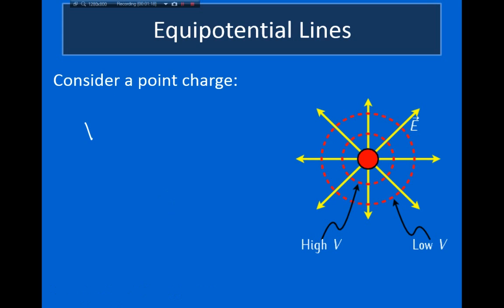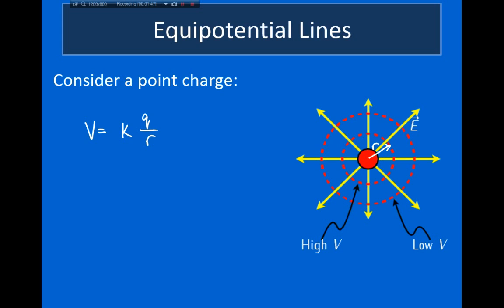Now let's go ahead and look at a very simple example of a point charge. We know that the voltage of a point charge is given by the formula kQ divided by R. So this means that the voltage will be held constant whenever we remain a constant distance away from a point charge. So over here I have these red dashed lines representing the equipotentials for this charge, and we can see that the equipotentials are just circles that are centered on the charge. And this is because every point on the circle is the same distance away from the charge.